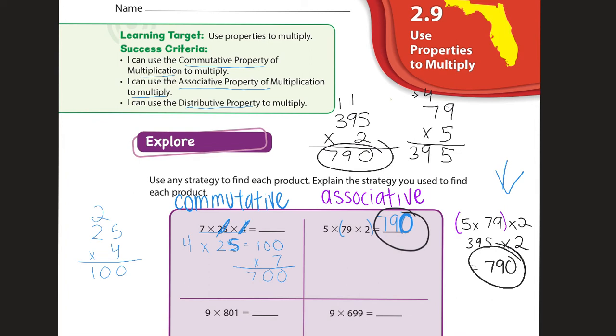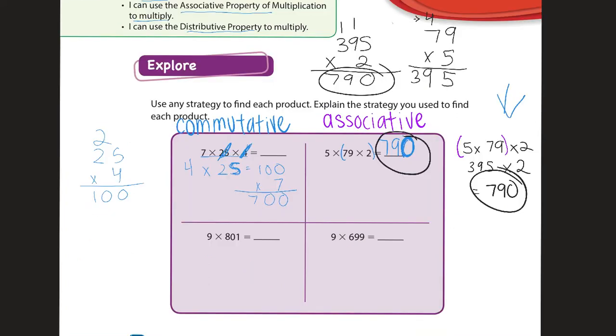So let's continue with 9 times 801 and 9 times 699. I know I could use a distributive property, which we've used before. So let's take a look at that. So 9 times 801. If I'm using the distributive property, I like to think of my larger number in expanded form. That's just easier for me to do.